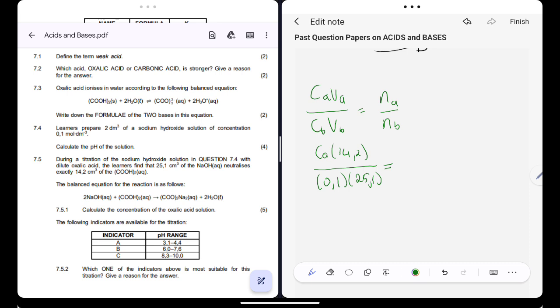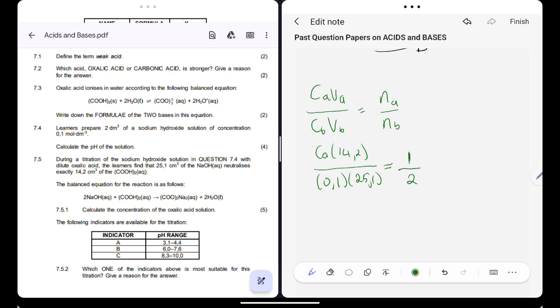Na and Nb, guys, they do not represent the number of moles. Please keep that in mind. Na and Nb represent the stoichiometric coefficients. Since I took my acid as substance A, the coefficient of my acid is simply 1 there. Are we together? And the coefficient of my base is simply 2.